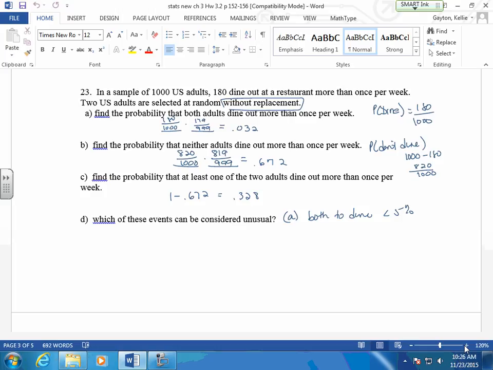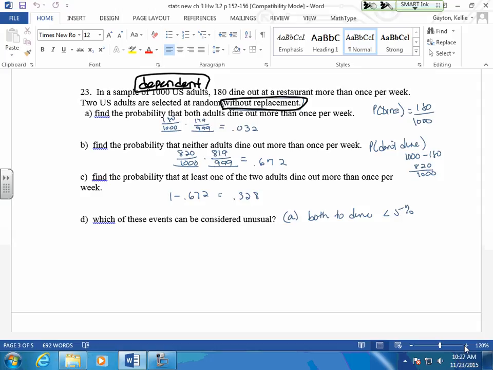Okay, find the probability. You select 2 adults at random without replacement. If I say without replacement, are these going to be dependent or independent? Without replacement, dependent. I'm not putting that one back into the mix. These are dependent. So find the probability that both adults dine out more than once a week. Now I've surveyed 1,000. If I surveyed you guys and I asked one person, I'd keep you over here, and then I'd have to survey the rest. So the bottom number is going to change. That's what makes it dependent.